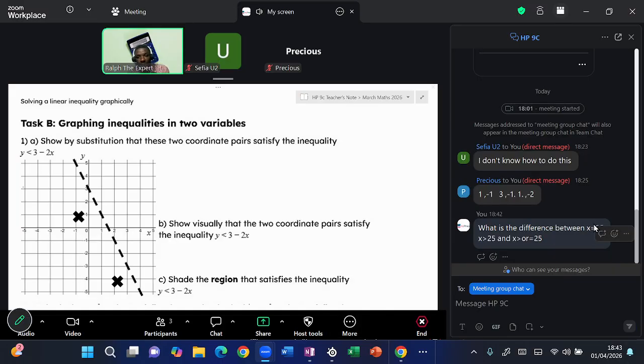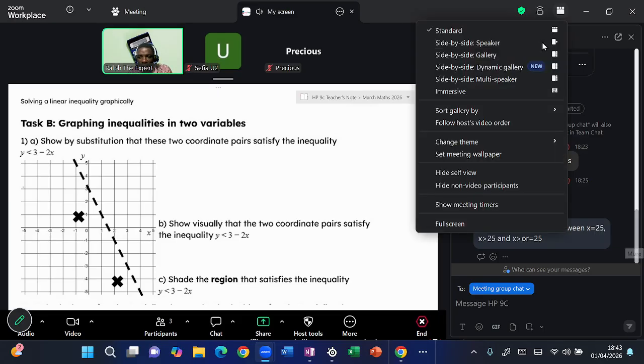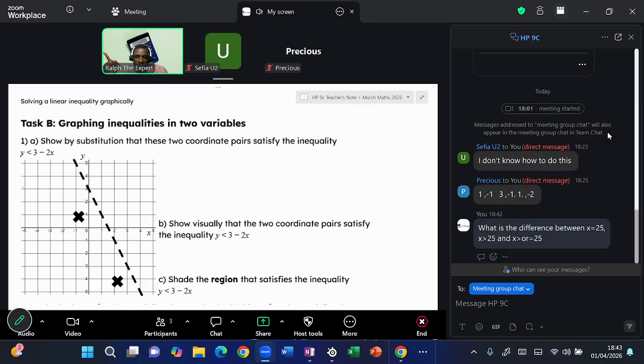So I want your response. Before we go to the next one, I want your response. I've sent something in the chat. What's the difference between x equals 25, x greater than 25, and x greater or equal to 25? What's the difference? What does it mean? Quickly tell me the difference and let's go. I know that is easy.